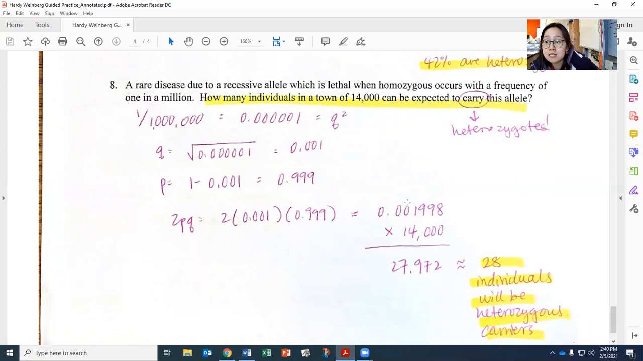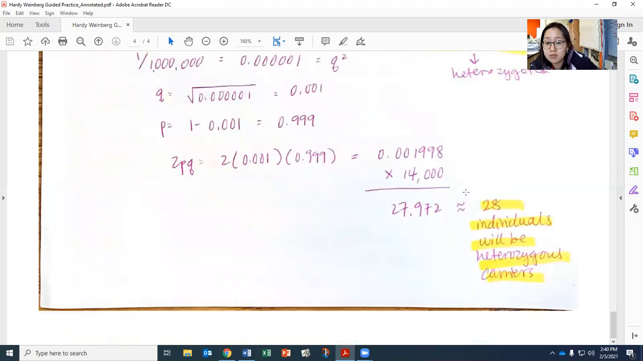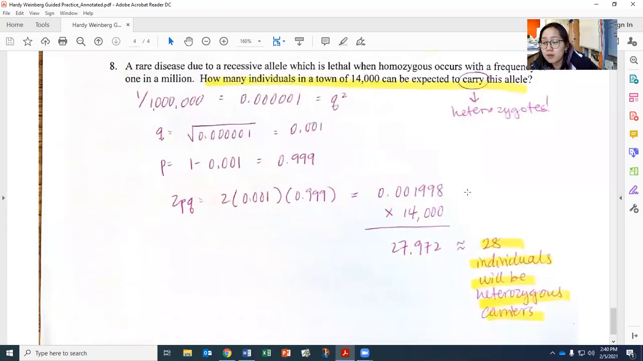So that means in this town, there are 28 individuals who carry the rare disease allele, but don't actually show it. So that means that if they too happen to have kids, just by doing Punnett squares, you know that each kid born has a 25% chance of having this rare disease, which is lethal and kills the child. So that's pretty crazy to think about.